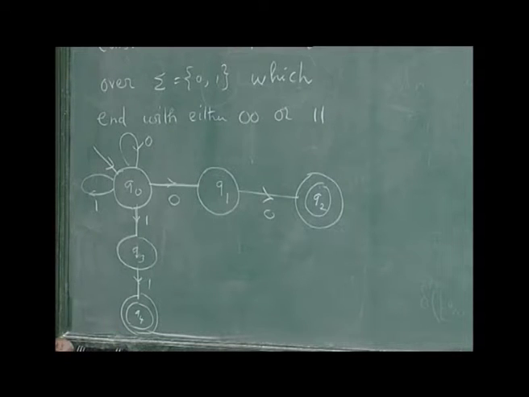We can see that this is a non-deterministic state diagram. It is a non-deterministic finite state automaton, because from Q naught if you get a 0, you have the possibility of going to Q naught or Q1. From Q naught if you get a 1, you can have the possibility of going to Q naught or Q3. This is the non-deterministic diagram. Let us construct the deterministic diagram.